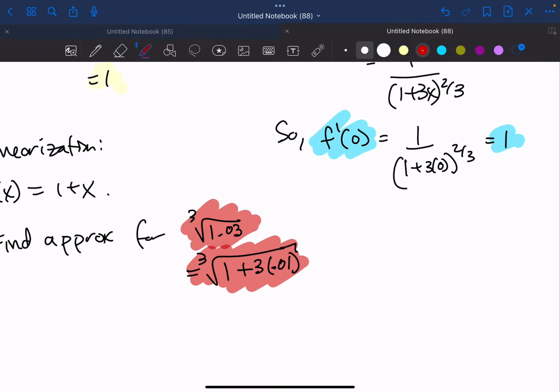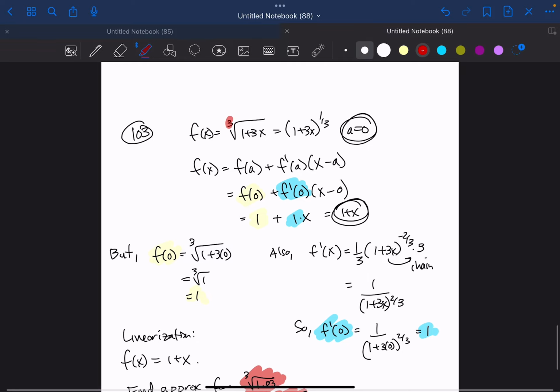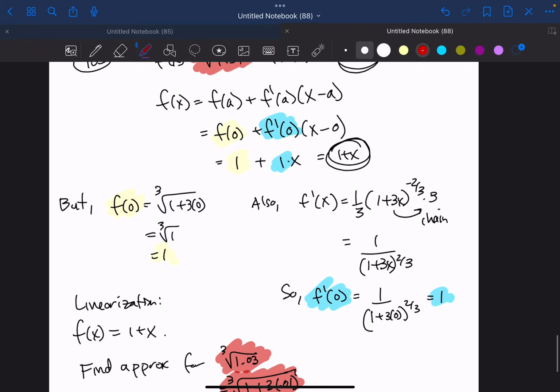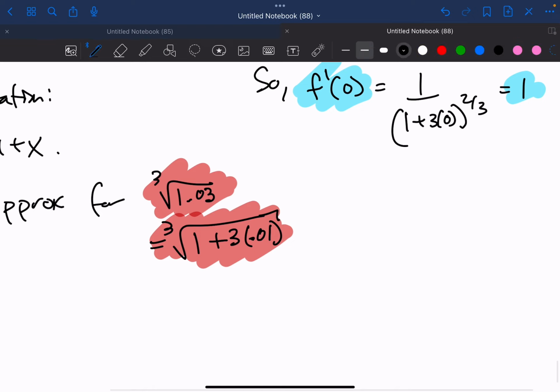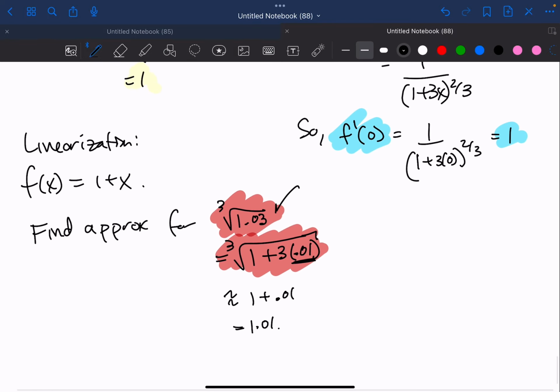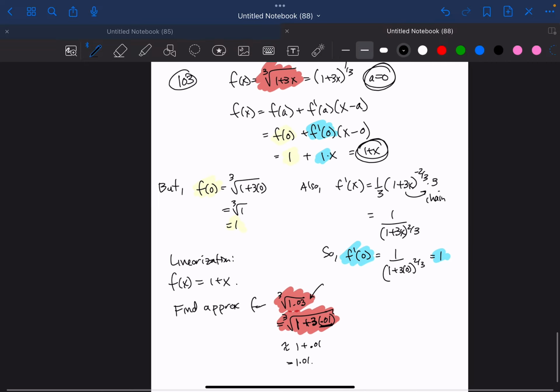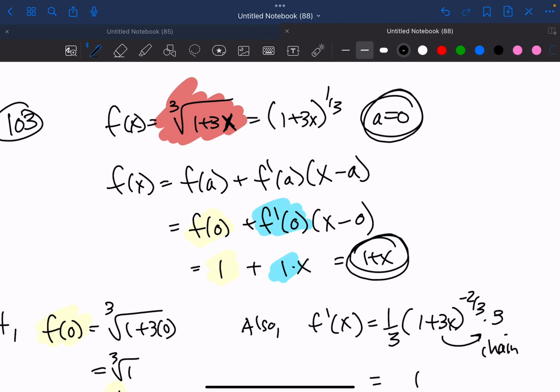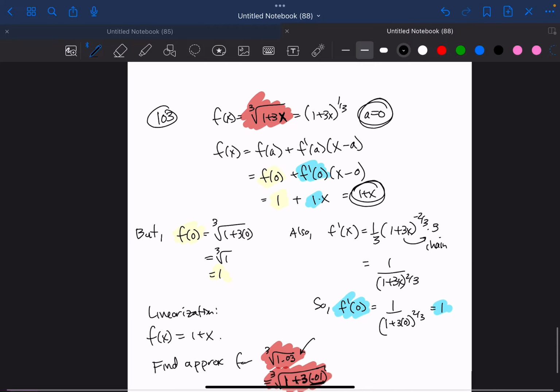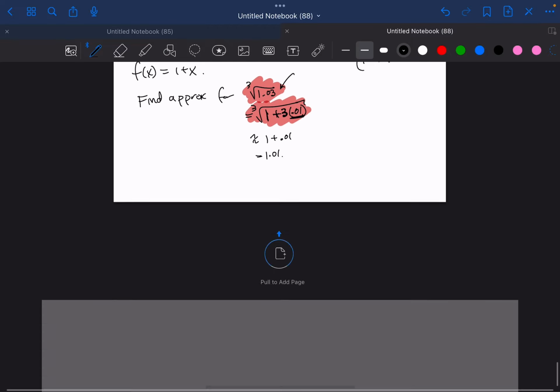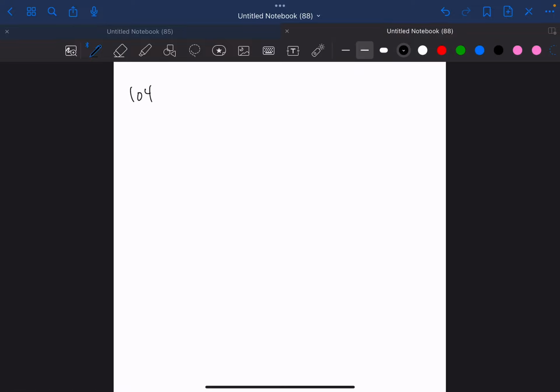And why is that important? Because remember, our function was the cube root of 1 plus 3 times something. And so that means our approximation is going to be 1 plus this value right here, 0.01. So my approximation is 1.01. Make sense? So we took what we want and changed the form into 1 plus 3 times something, because that was our original function that we got an approximation for, the cube root of 1 plus 3 times something. Okay? Great work.